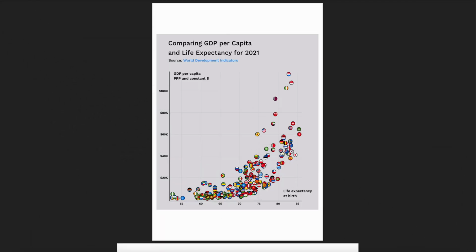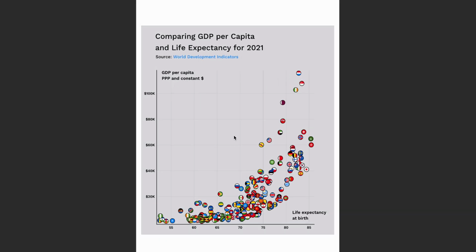Hello design lovers, this is Anshruti and today we will be doing analysis of two graphs, one effective and one less so. Let's start with the effective one.